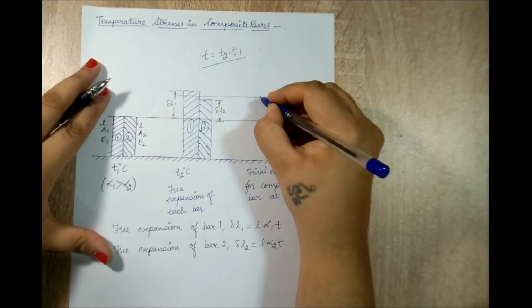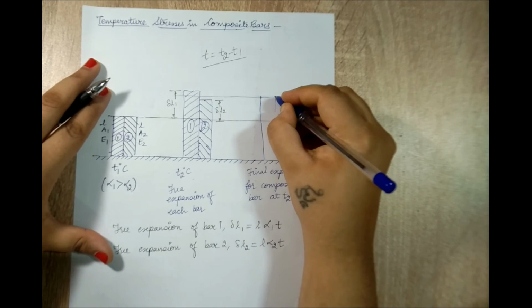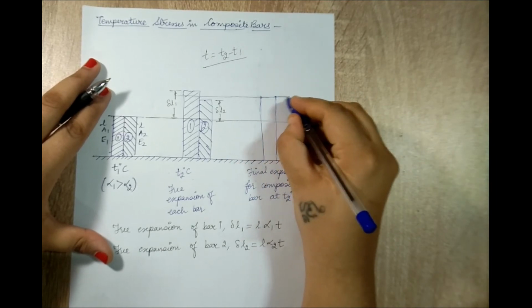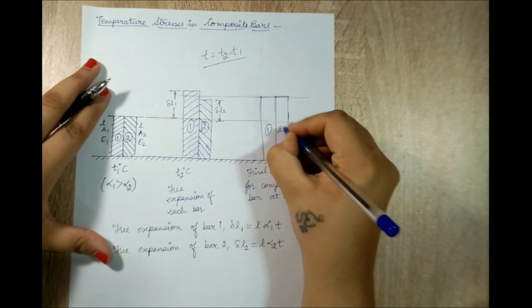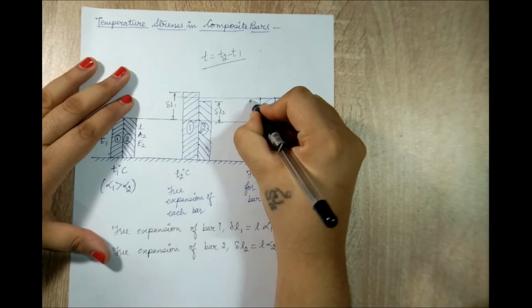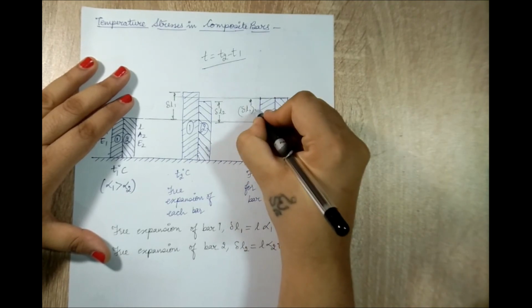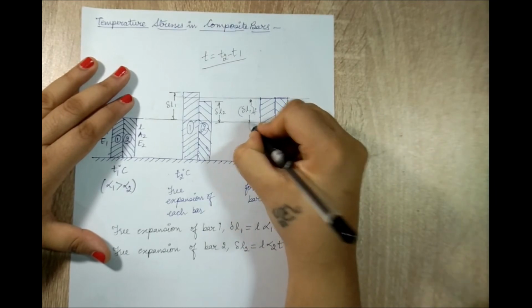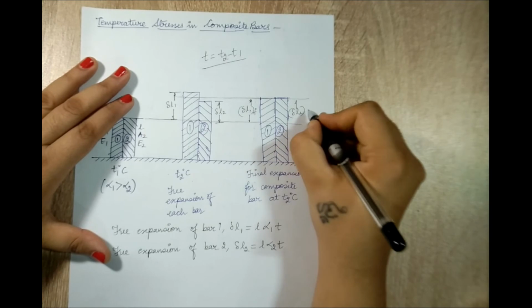And it is something of this height for the first bar and for the second bar. So this is my first bar, second bar. So these are the two bars, and I will observe that this is delta L1 final and this is delta L2 final.